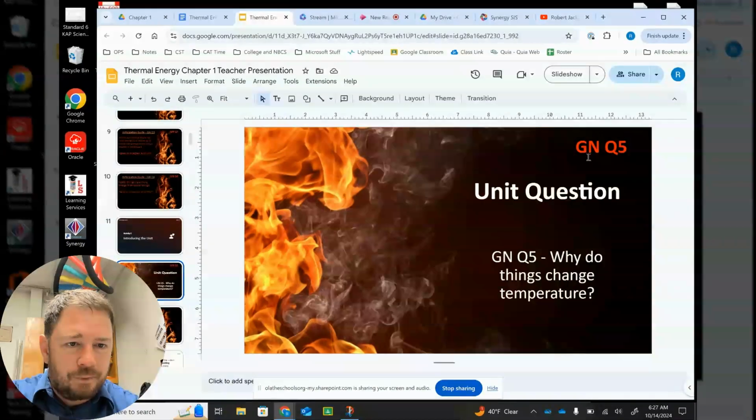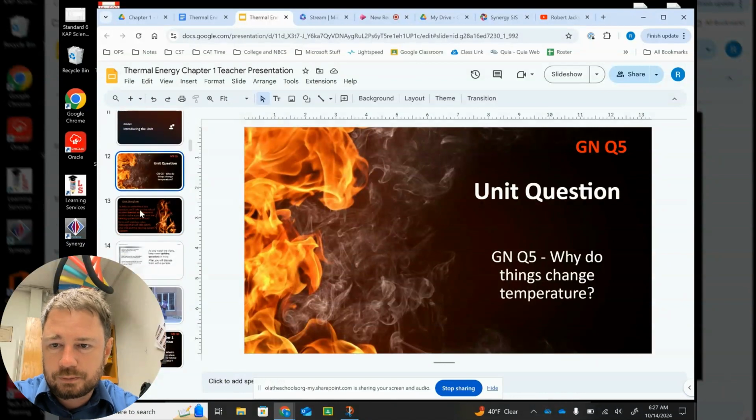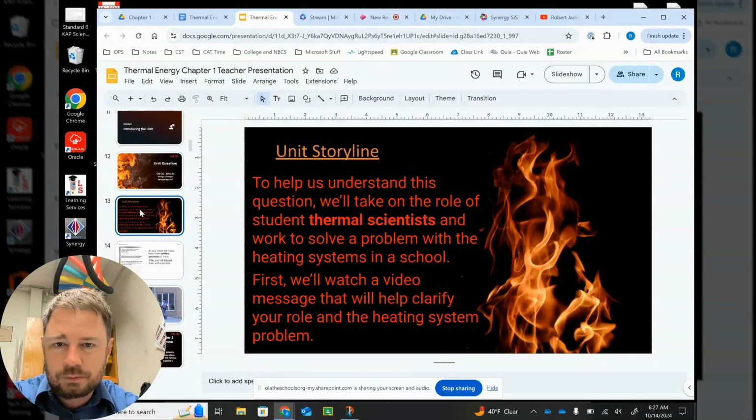All right, question 5 is our unit question. Overall, during this whole time, what are we going to try to answer? We're going to try to answer the question, why do things change temperature? To help us understand this question, we will take on the role of student thermal scientists and work to solve a problem with the heating systems of a school.